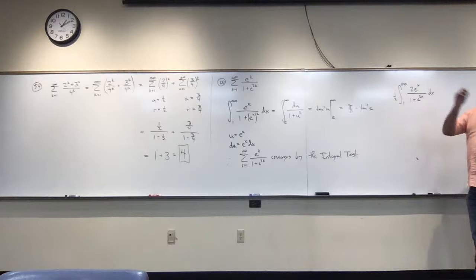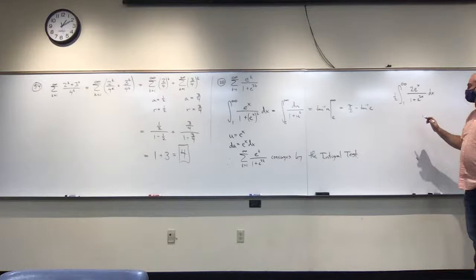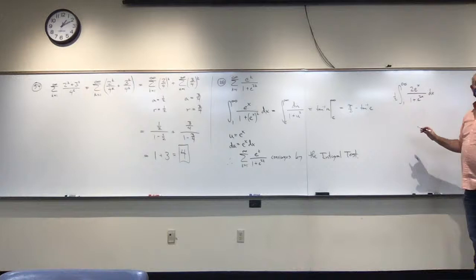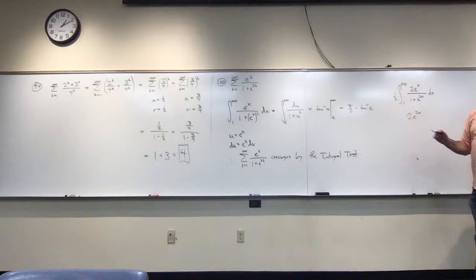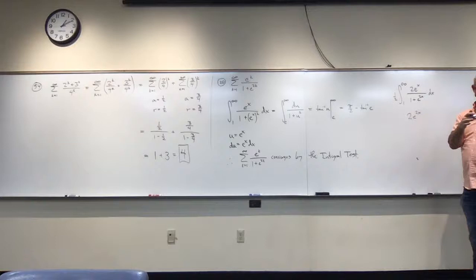The derivative of the bottom is what? Well, the derivative of 1 is 0. What's the derivative of e^(2x)? It's 2e^(2x). So if this was a 2 right here, that would be perfect. And in fact, that's probably the way you need to do it. But since it's just an x, it doesn't work. So that's the mistake. Yeah, that's the mistake.